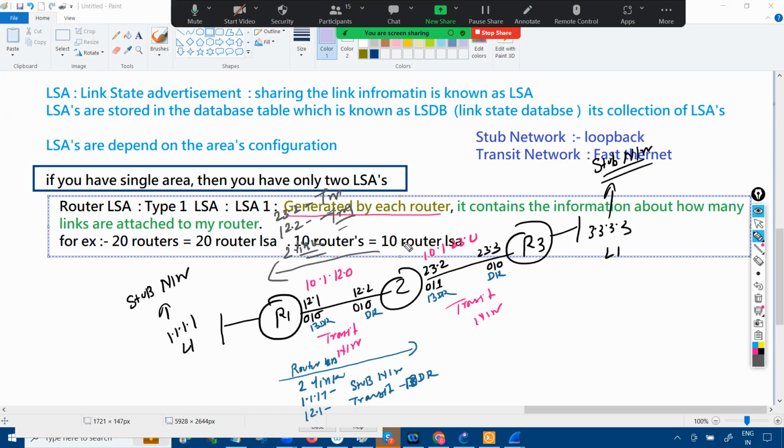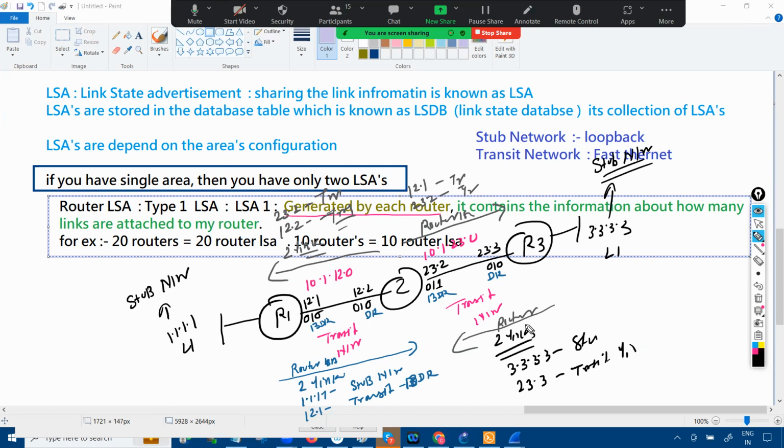Same thing, router 2 is also going to advertise the same router LSA information to this guy. How many links? It's the 12.1 and 23.2 as a transit network. Same thing, R3 is also going to advertise the router LSA to router 2 and say, hey, I have two links connected to me. One link is the 3.3.3.3, which is the stub network. And one is the 23.3, which is the transit link.